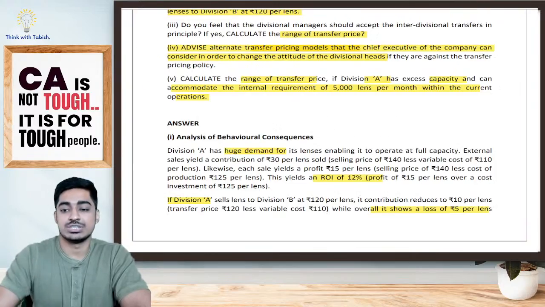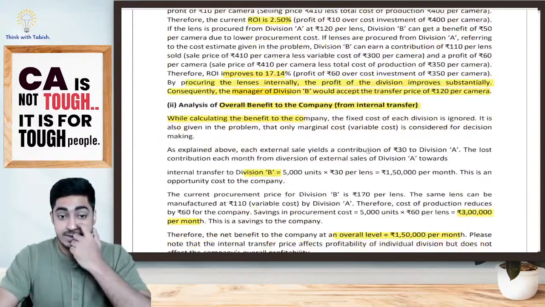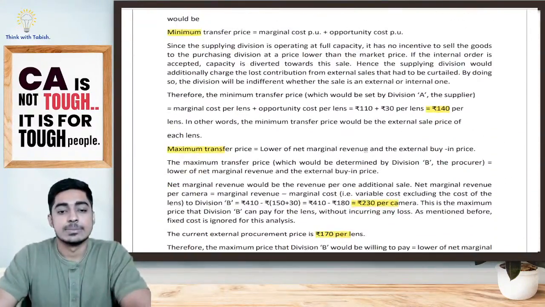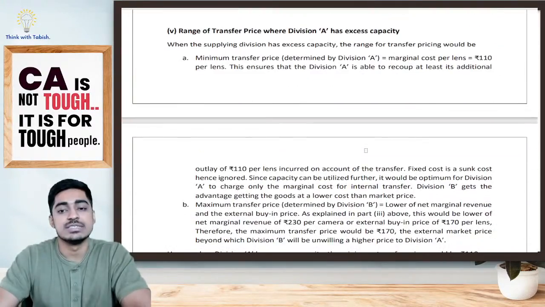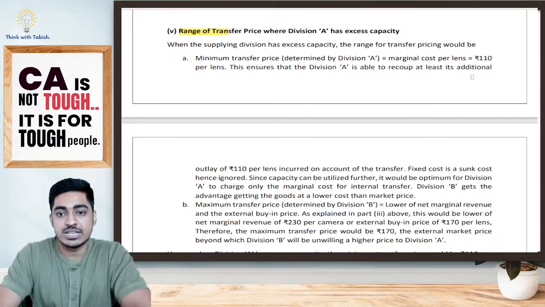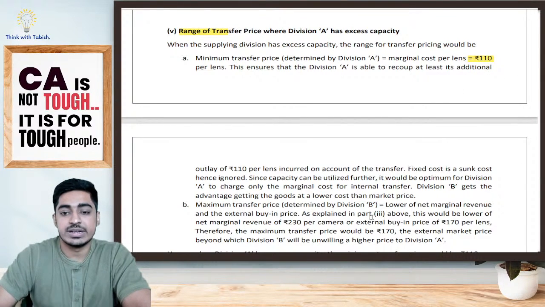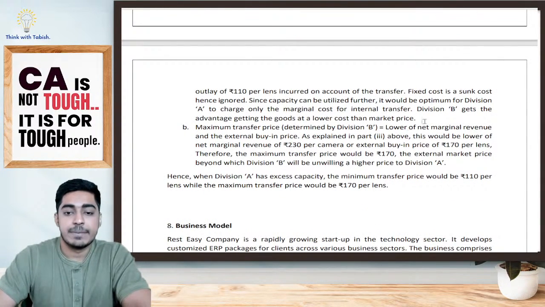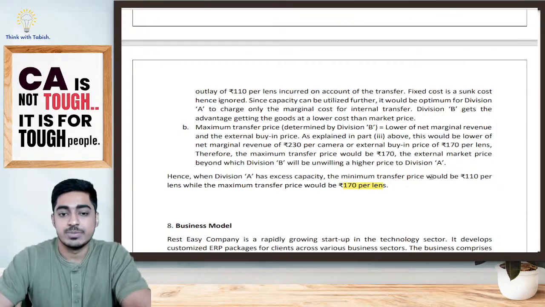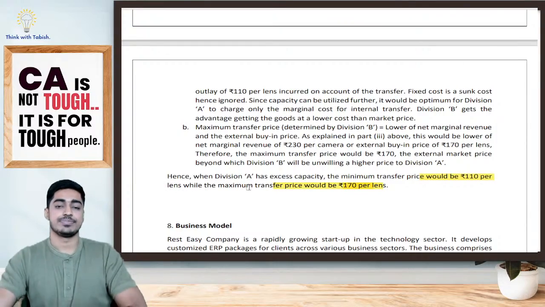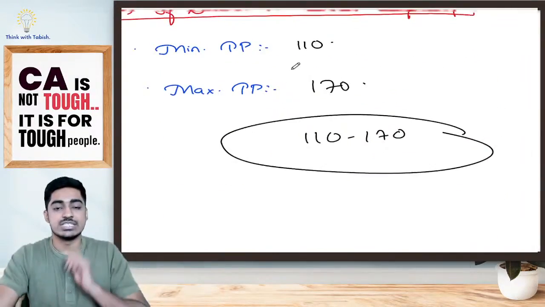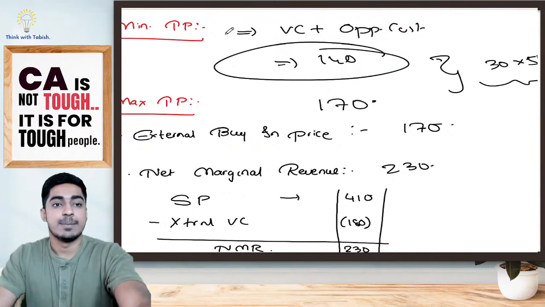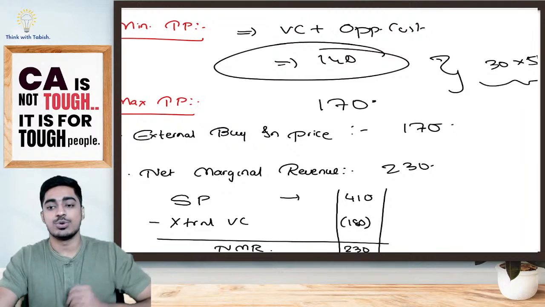This is the question. We have the final case. Yes, dual rate two-part transfer pricing. The range of transfer pricing minimum is 110. Maximum will be 170. So it will be 110 to 170. Okay. So this was this question. Okay, so with this we have finished 5 questions today. Balance questions we'll be doing tomorrow, students.